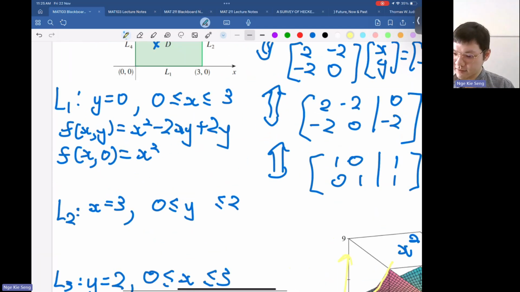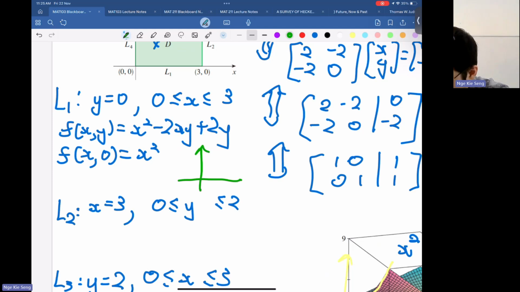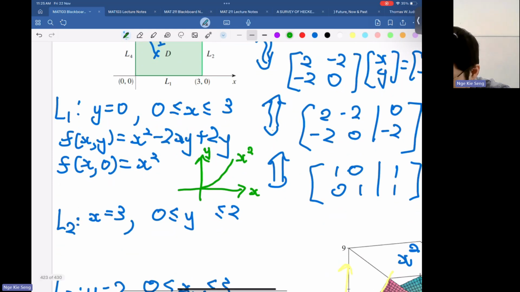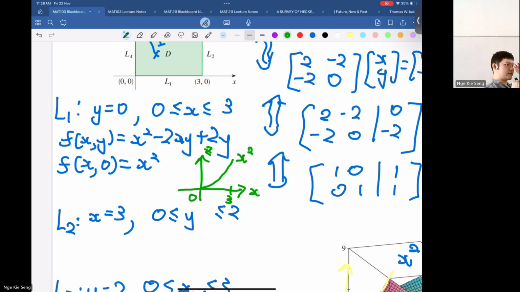So if you look at the function x squared, where is the largest? Let me draw it here. If you have an x squared here, it's going from where to where? So this shouldn't be y, this is z, and your x is going from 0 to 3. So where's the highest point here? Where's the maximum? We want to look for maximum and minimum, right. So where's the maximum and minimum in this case?